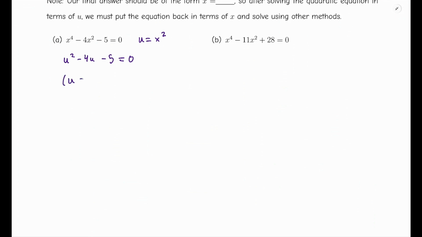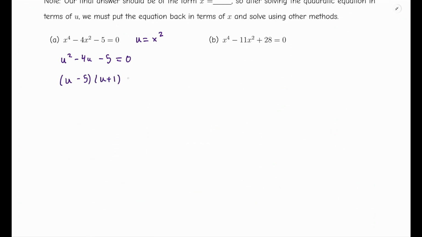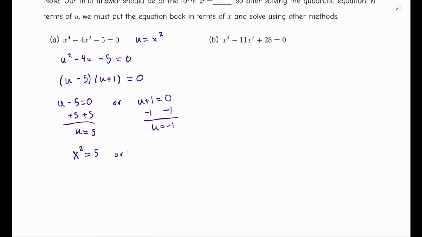We get u minus 5 times u plus 1 after a little bit of guess and check is equal to 0. So we get u minus 5 equals 0, or u plus 1 equals 0. Add 5 to both sides, we get u is equal to 5. Subtract 1 from both sides, we get u is equal to negative 1. But again, these aren't our answers because we need to solve for x, but since u is equal to x squared, this implies x squared is equal to 5, or x squared is equal to negative 1.